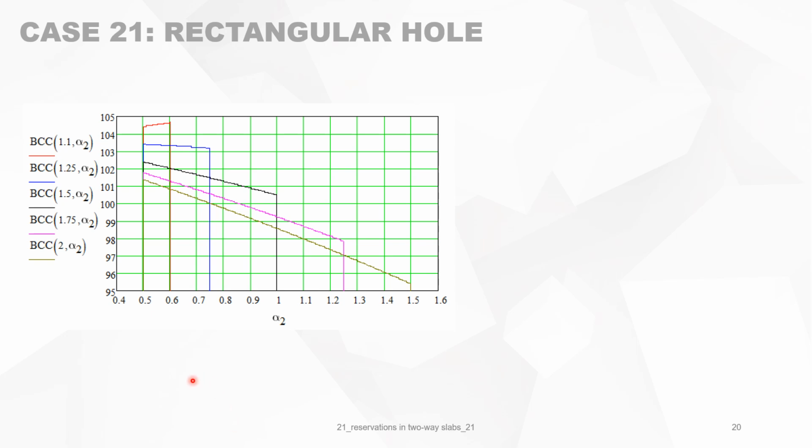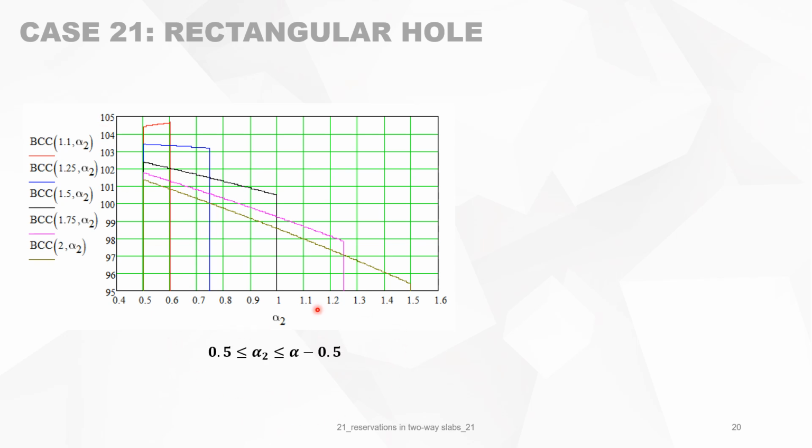We can now calculate for the different values of alpha 2, where we fill in the known parameters, and we can calculate the bearing capacity of the slab. It's defined as 100 times m0 divided by m, where m0 is the bending moment without the reservation, and m is the bending moment with the reservation. So we get a function of alpha, b over a, and alpha 2. On the x-axis, we put the range of alpha 2, and on the y-axis is the bearing capacity.